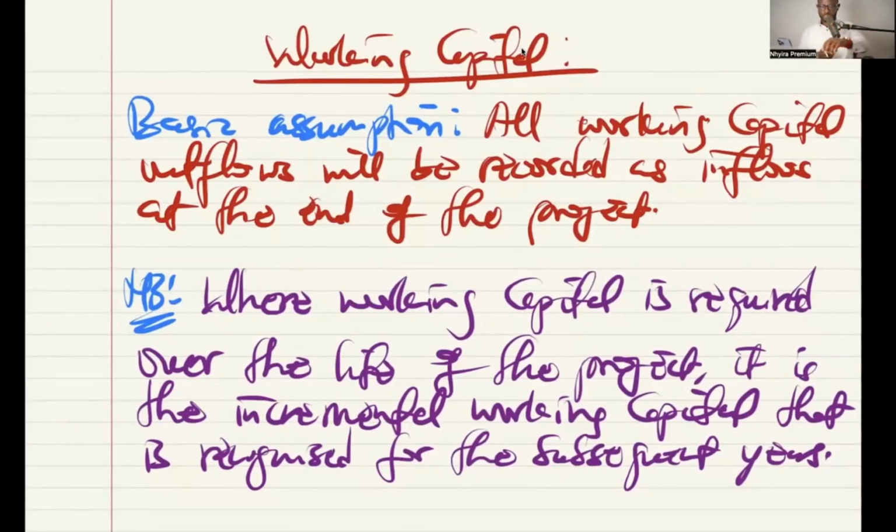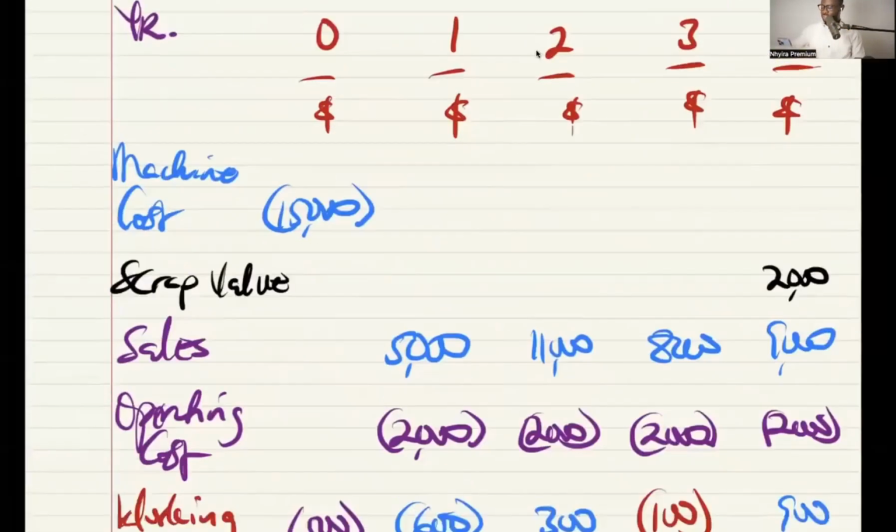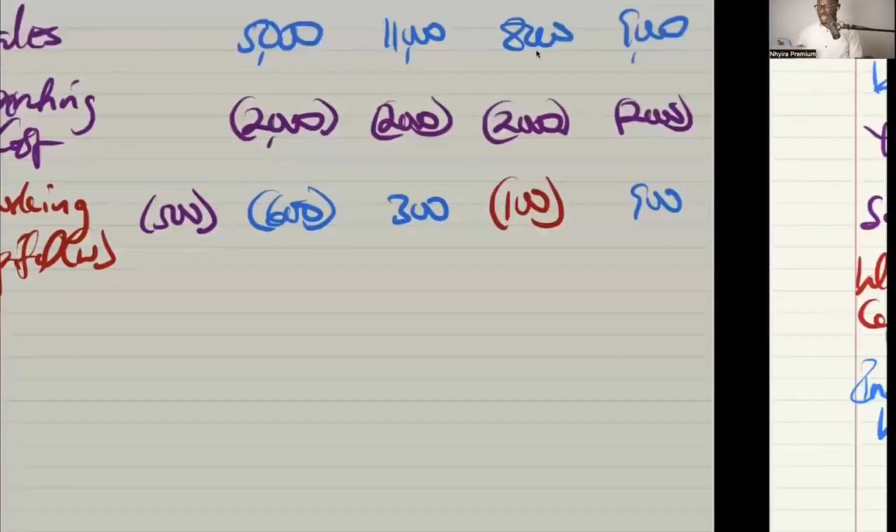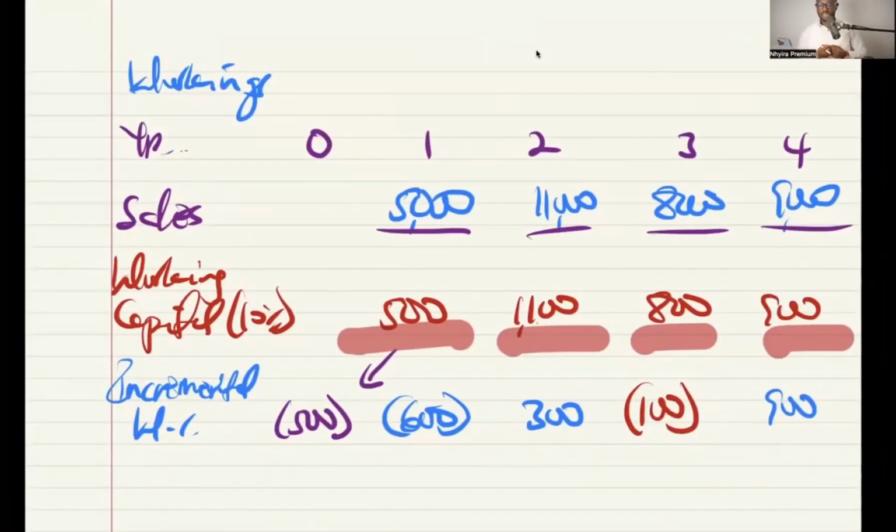So that is what we must understand about working capital management. All working capital outflow comes as an inflow at the end of the project. Number 2, where working capital is required over the life of the project, it is the incremental working capital that is recognized for the subsequent years. And that is how we deal with the working capital.